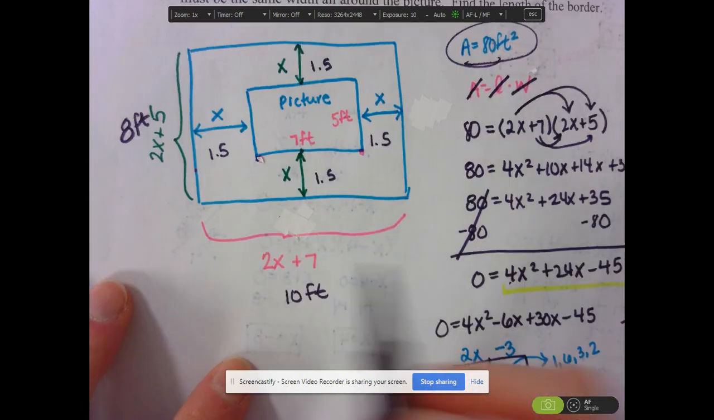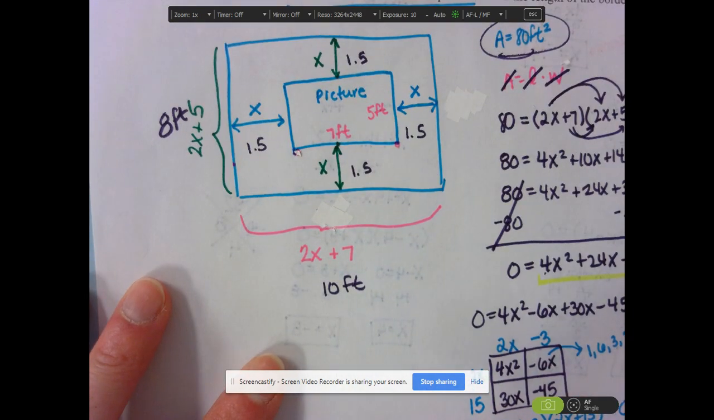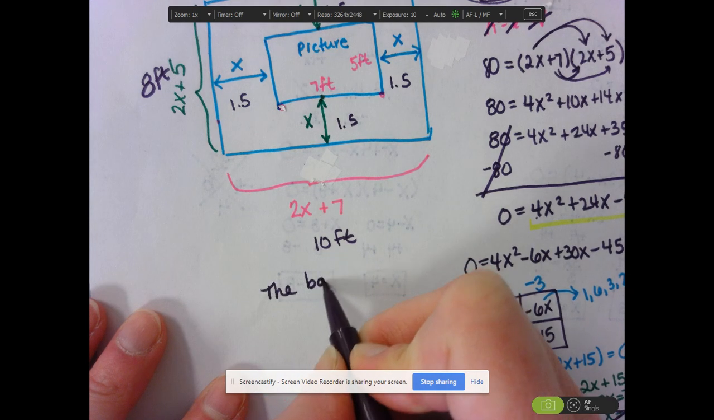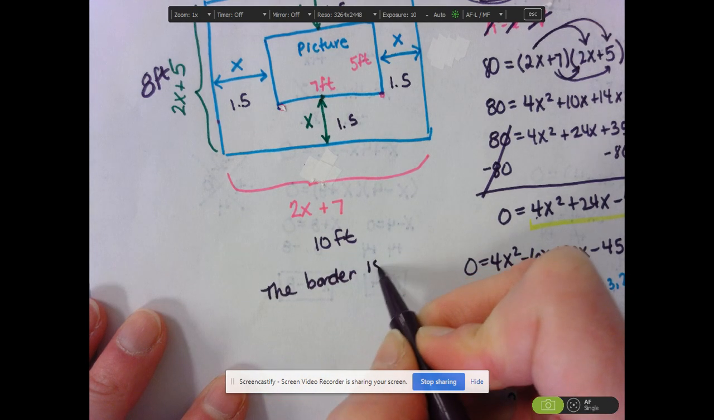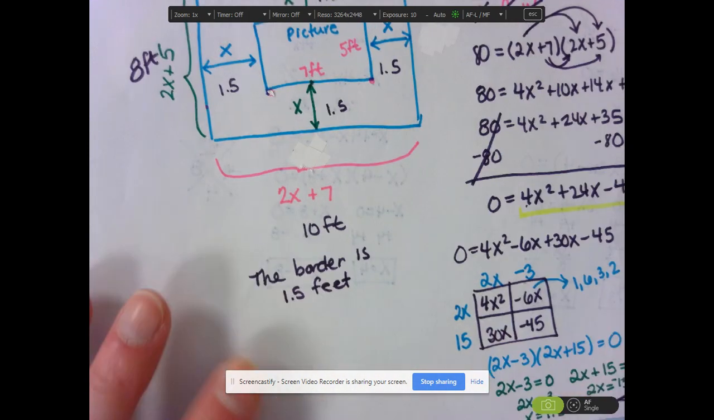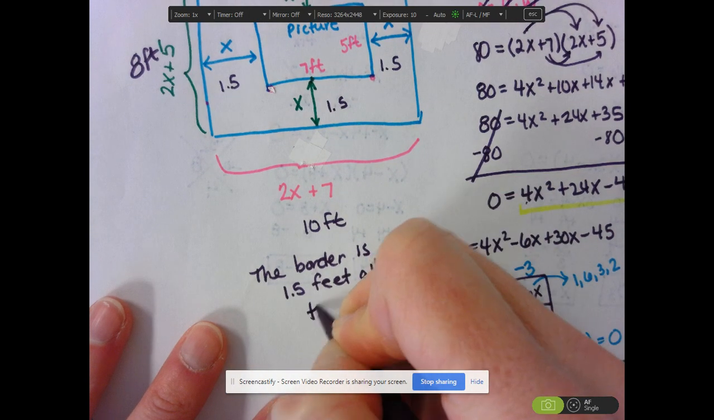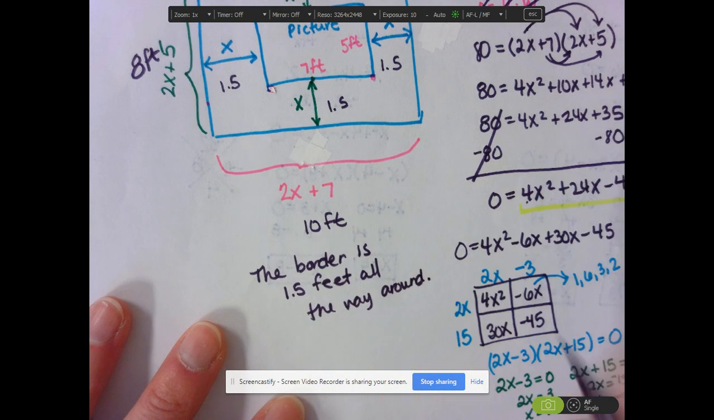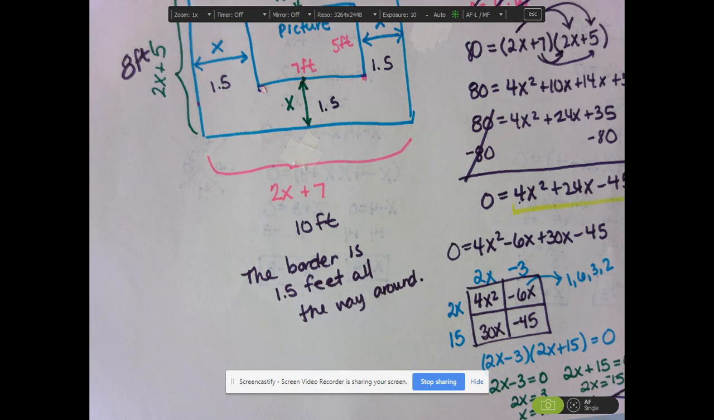Yes, it does. So find the length of the border. Well, to answer the question, the border is 1.5 feet all the way around. And that should take care of your notes.